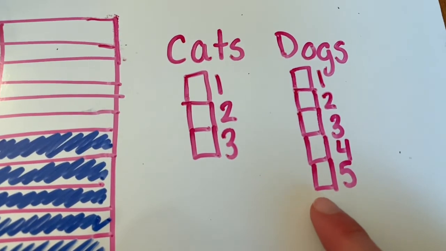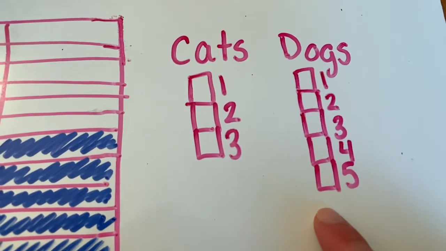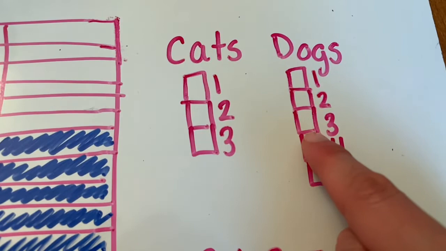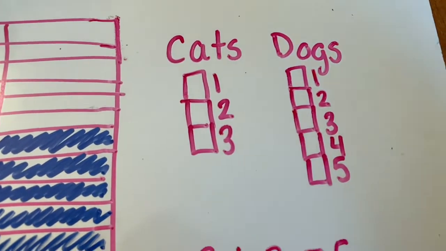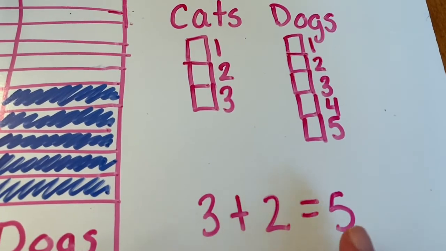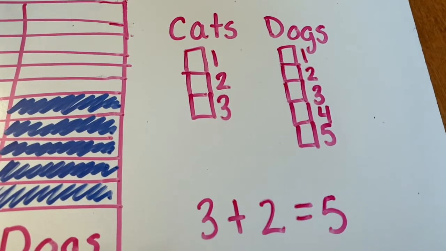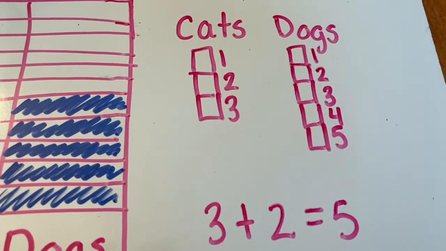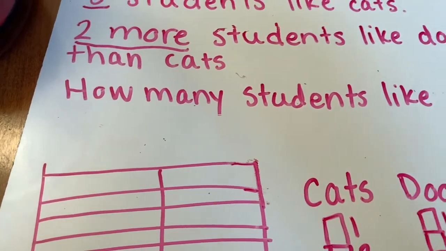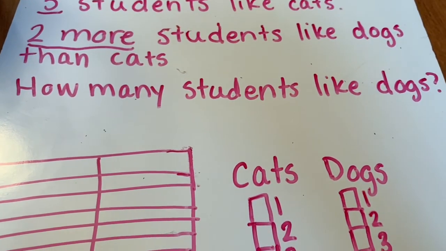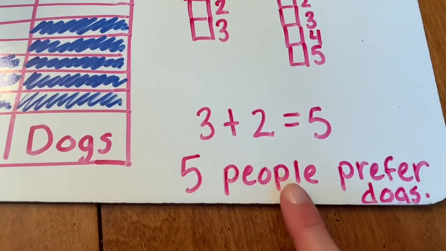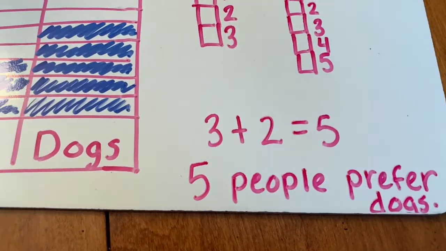And now I'm going to show my work using a number sentence. So what I did was I had my stack of 3, and then I added 1, 2 more. So I'm writing 3 plus 2 equals 5. But now I need to answer the question using words. So the question they asked was, how many students like dogs? So the answer is 5 people prefer dogs.